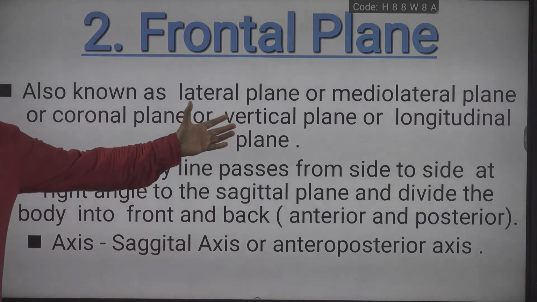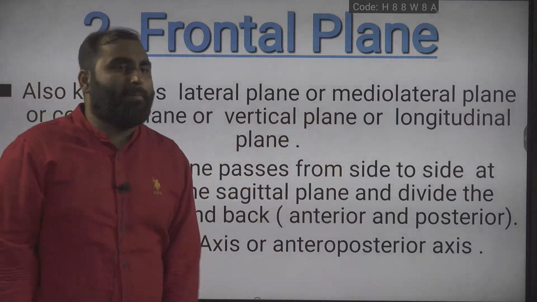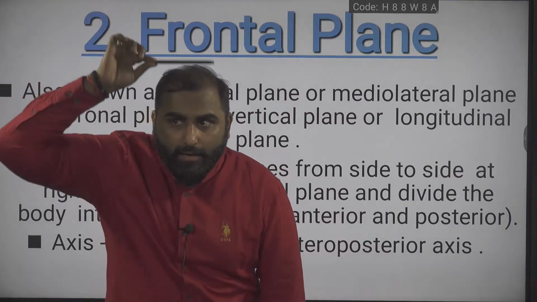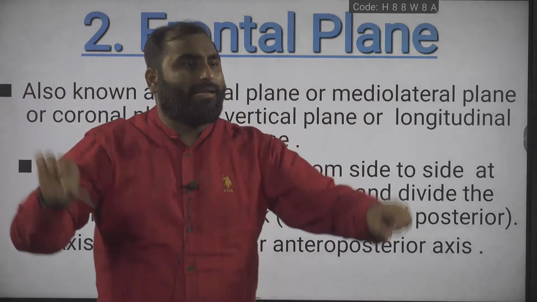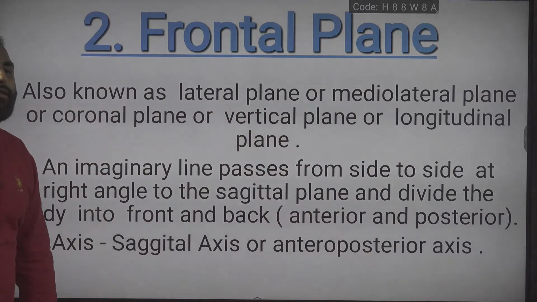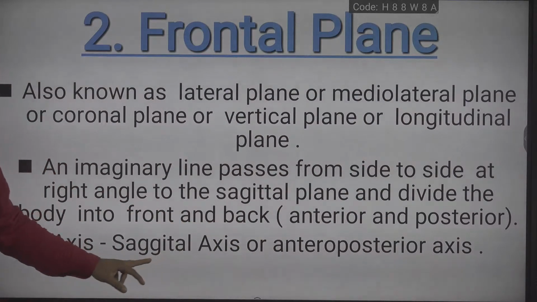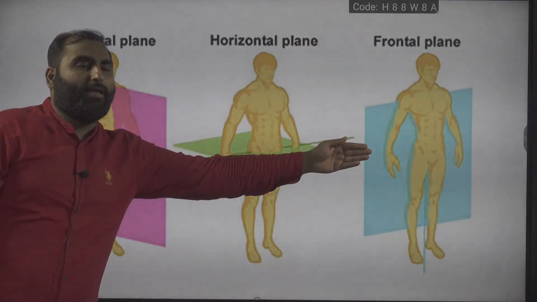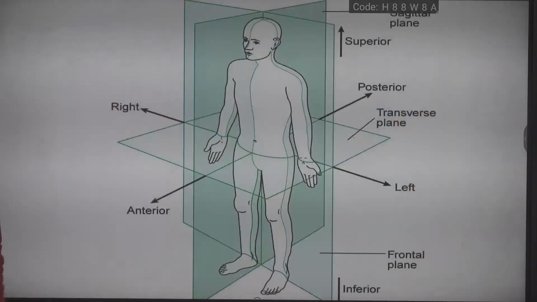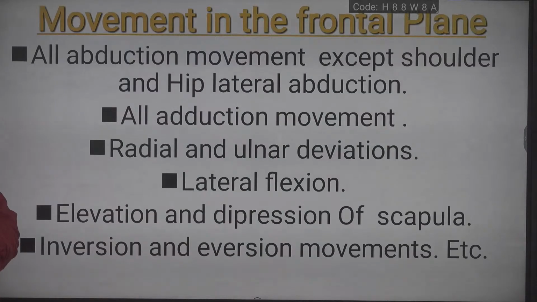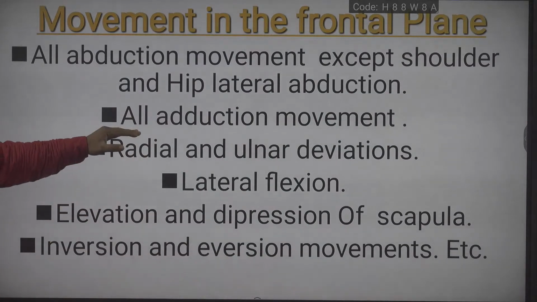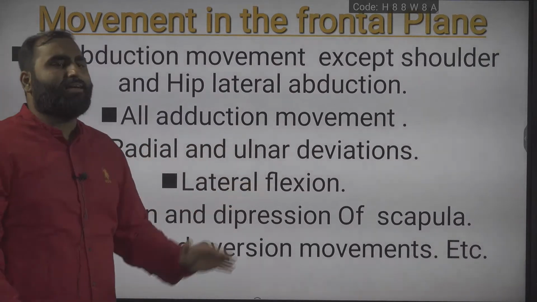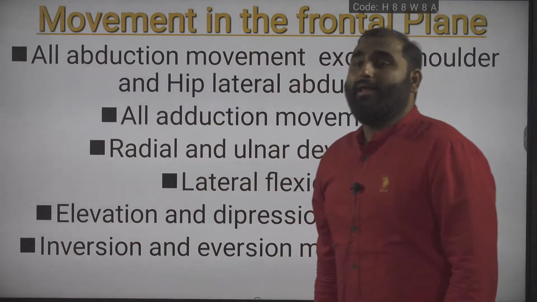What is the frontal plane? Also known as the lateral plane or the mediolateral plane. See, the frontal plane passes through here. Look at this pen. This pen is passing through here. Mediolateral plane, also known as the coronal plane. The axis is the sagittal axis or anterior posterior axis. This is the frontal plane, dividing the body into front and back. And what is the purpose of the frontal plane? Frontal plane movements: radial and ulnar deviations, abduction and adduction.